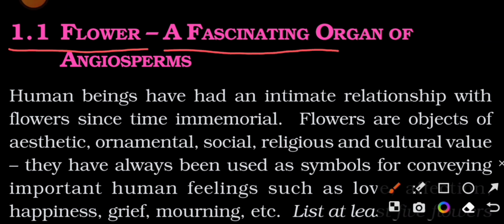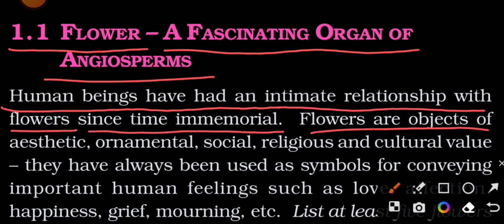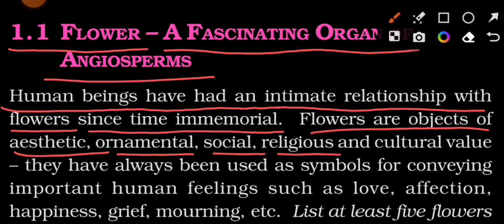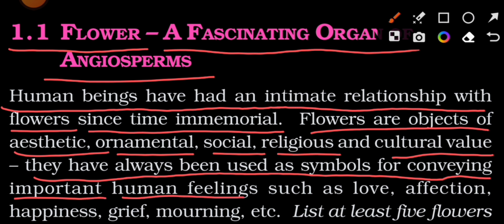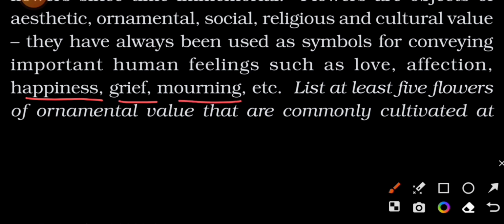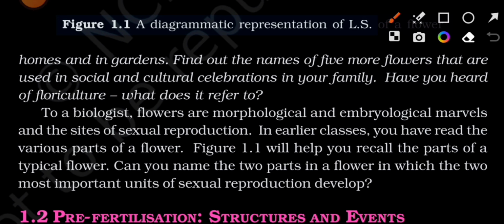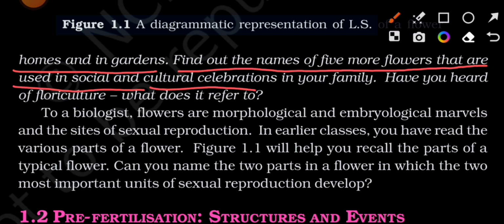1.1 Flower, a fascinating organ of angiosperms. Human beings have had an intimate relationship with flowers since time immemorial. Flowers are objects of aesthetic, ornamental, social, religious and cultural value. They have always been used as symbols for conveying important human feelings such as love, affection, happiness, grief, mourning, etc. List at least 5 flowers of ornamental value that are commonly cultivated at homes and in gardens. Find out the names of 5 more flowers that are used in social and cultural celebrations in your family.